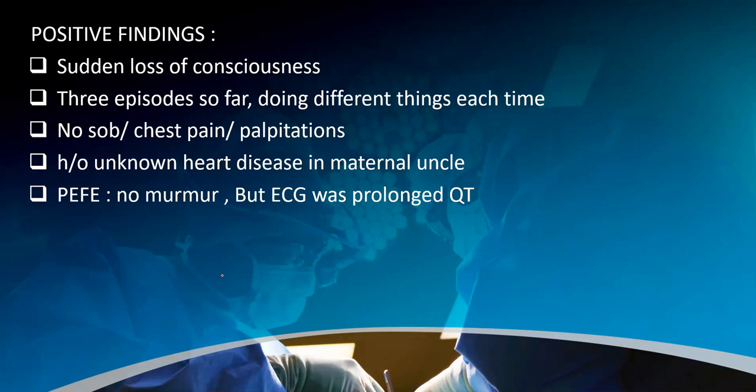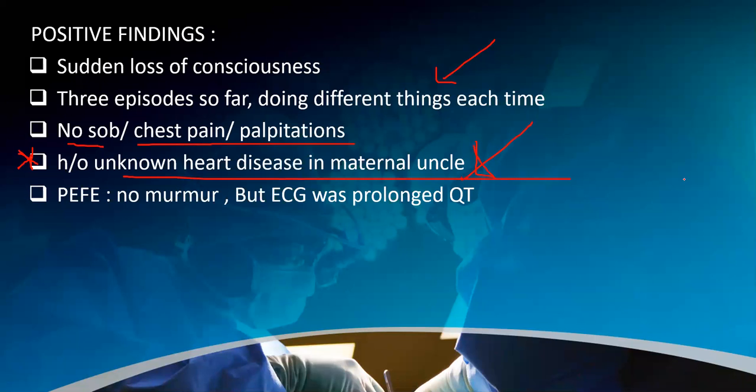So you have to ask in detail, can you please tell me in detail what exactly you were doing in each of those episodes? Very important to find that out. You will find she was doing different things each time, but still she had those episodes of unconsciousness. No shortness of breath, chest pain or palpitations. History of unknown heart disease in a maternal uncle. That's one of the very important clues. The maternal uncle possibly also had a sudden cardiac death.